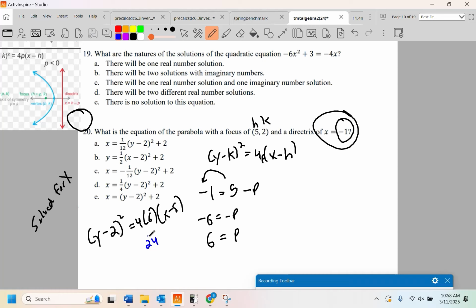I wonder if the turds have solved it for y. I don't think they have.